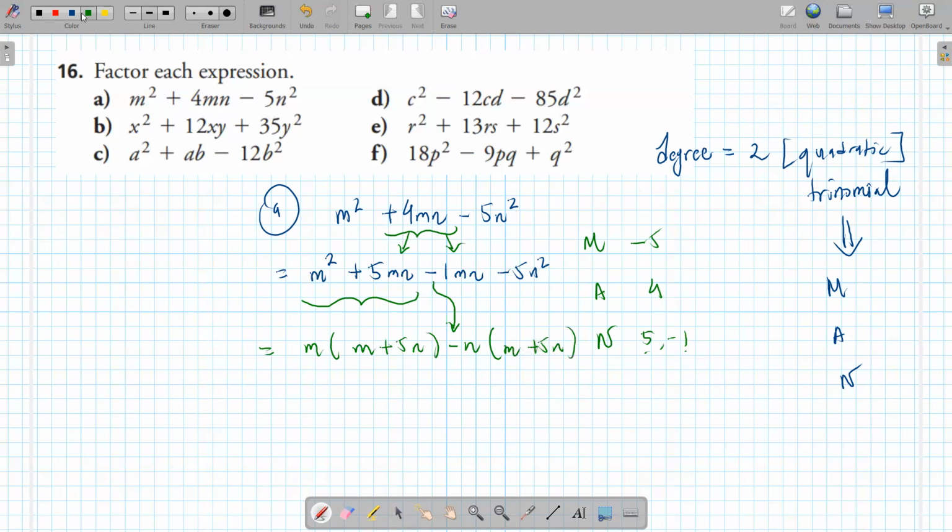If you do this right every single time, this bracket and this bracket will be exactly the same. Next, you're going to pull out that entire bracket that they both have in common. So m plus 5n. What are you left with? M minus n. Therefore, we have factored this. Okay, so the idea is the same. We're going to treat it like a quadratic trinomial. The only difference is there's no shortcut. You have to factor it by grouping it. Cool?